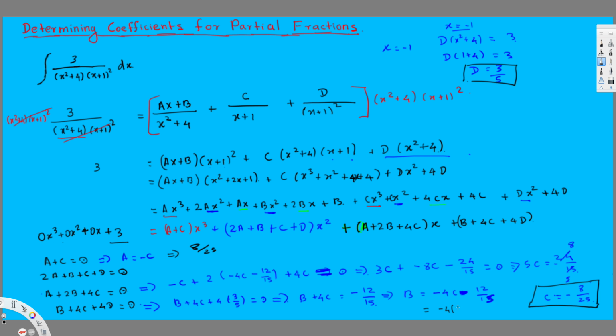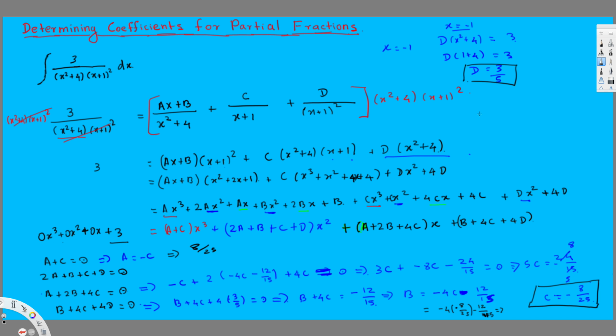Minus 4 times minus 8 over 25 minus 12 over 15. Okay, so 8 times 4 is 32, right? 32 over 25. First of all, I had to convert this one into 25. So we have 3 over 5 right here, I'm dividing everything by 3.